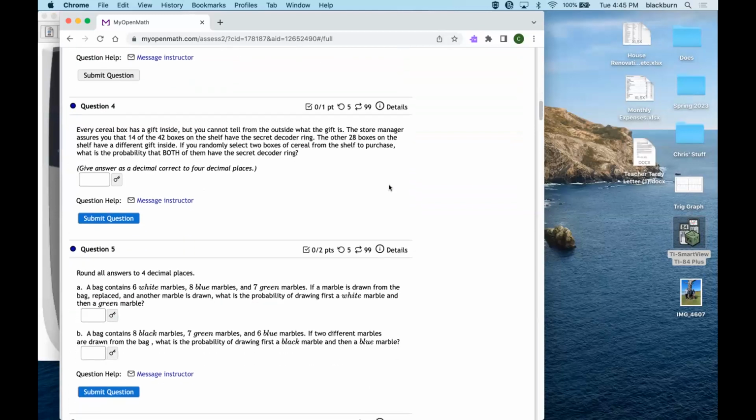Yeah, every cereal box has a gift inside. Those were fun back in the day. But you cannot tell from the outside what the gift is. The store manager assures you that 14 of the 42 boxes on the shelf have the secret decoder ring. So we're in that movie, A Christmas Story. Okay. Thanks for letting me know, Grace.